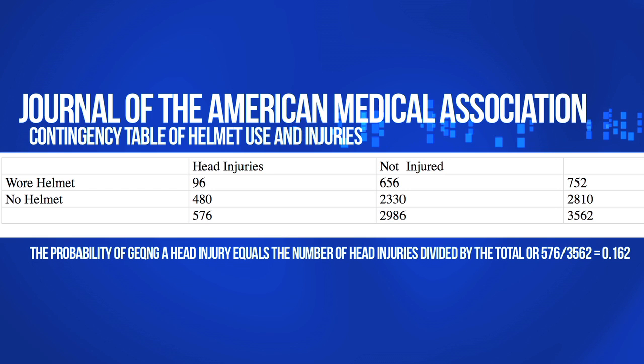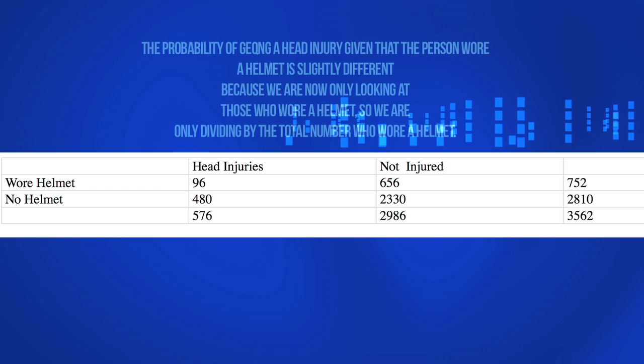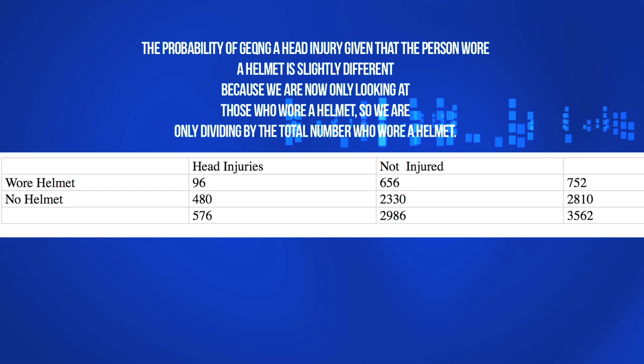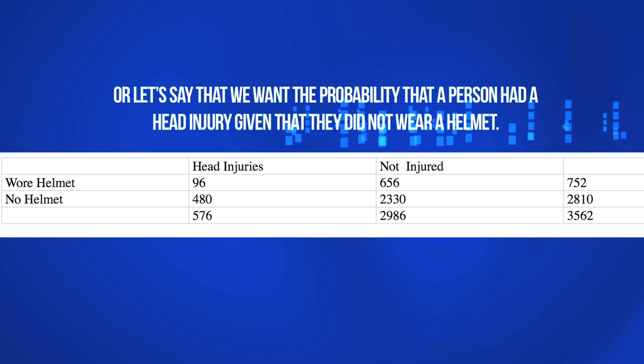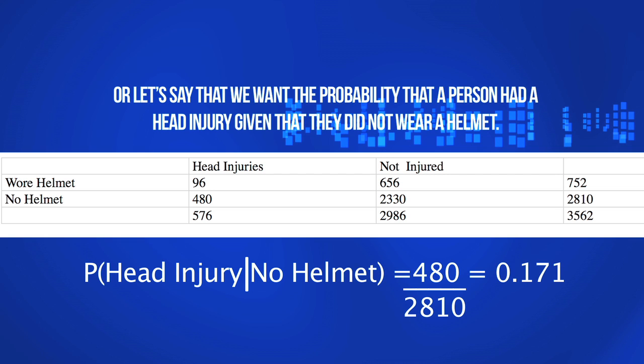The probability of getting a head injury, given that the person wore a helmet, is slightly different because we are now looking at only those who wore a helmet. This probability looks like this, and we get 0.128. Or let's say we want the probability that a person has a head injury given that they did not wear a helmet. This time we're dividing by 2,810, and we get a result that's 0.171.